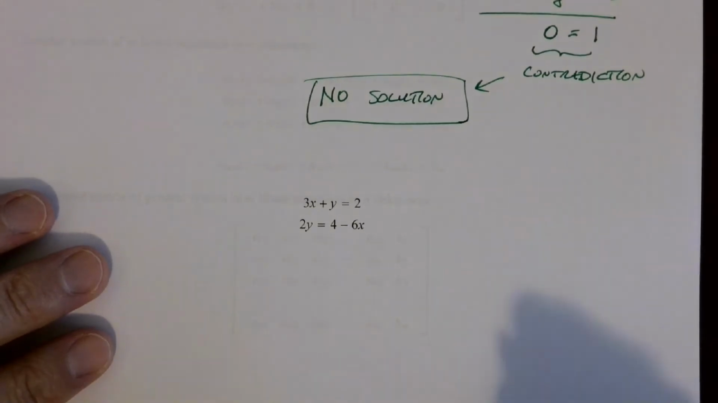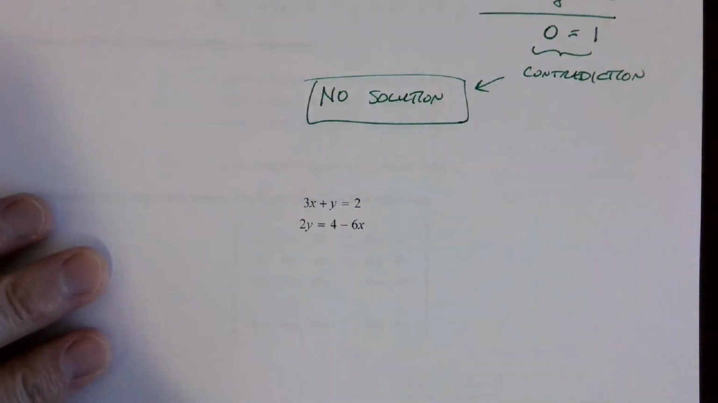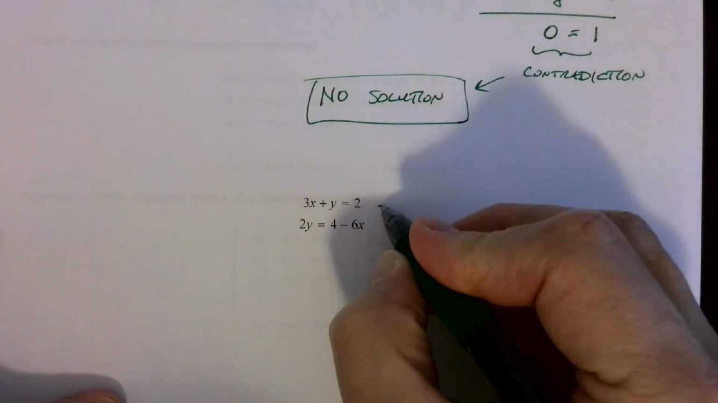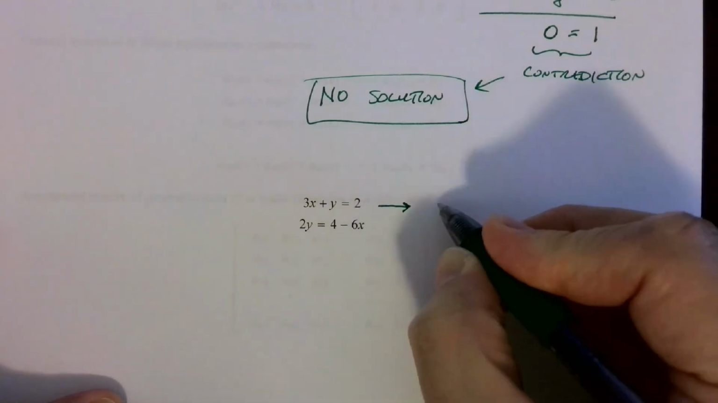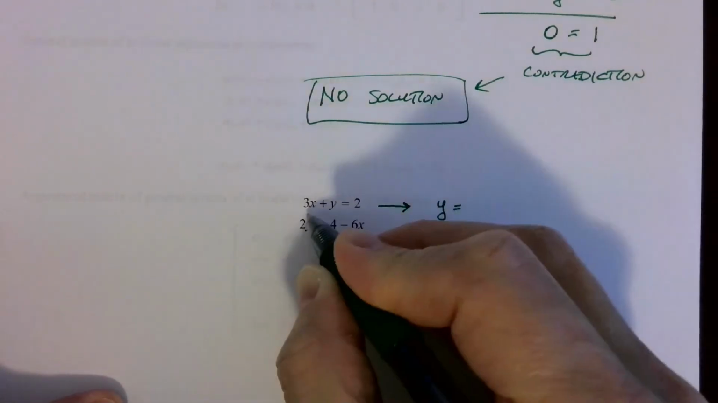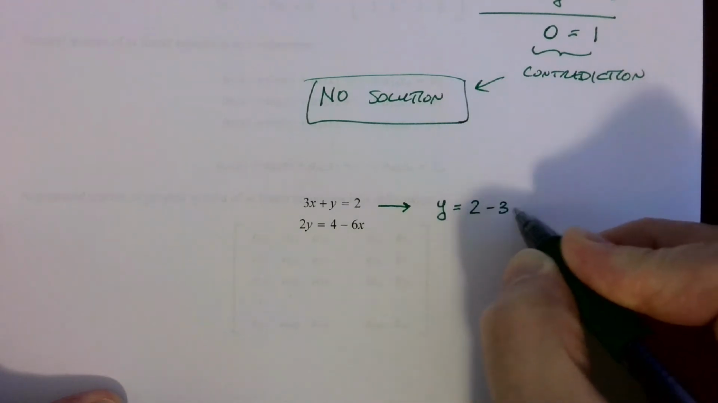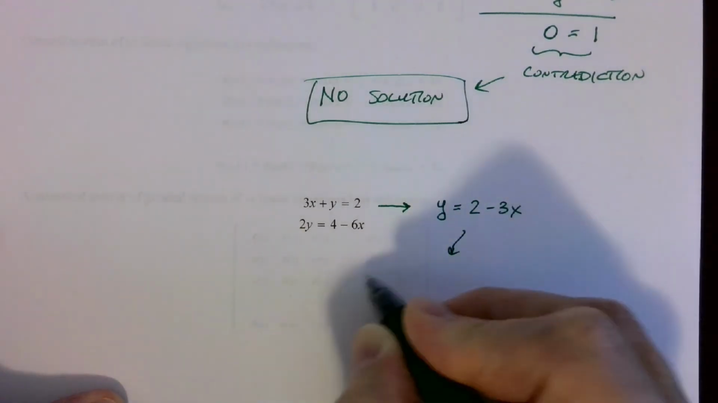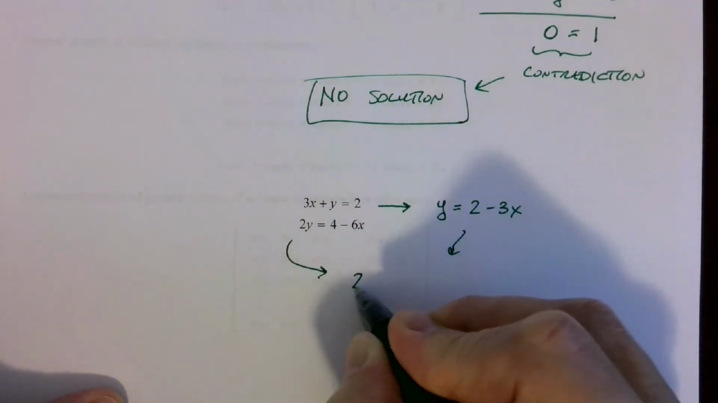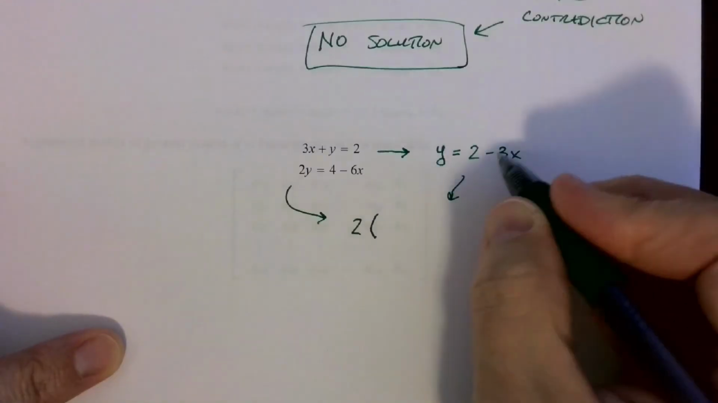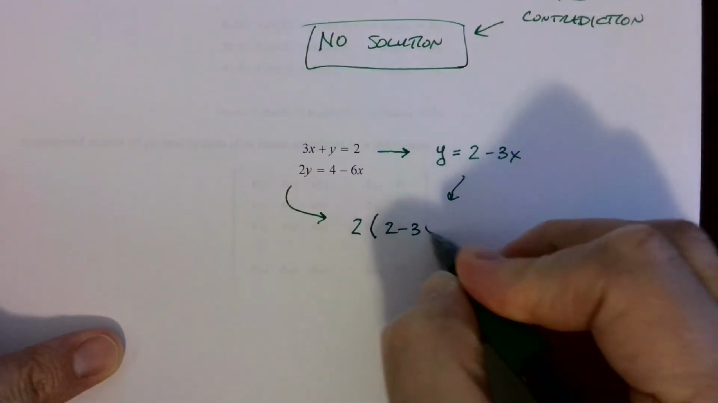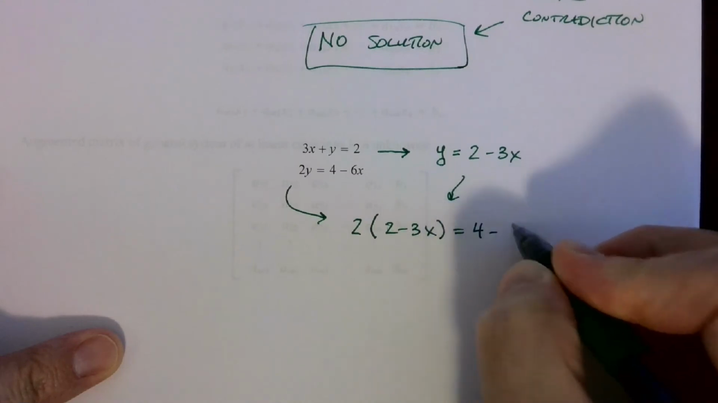Let's do one more. This one we'll do with substitution, because I can solve this first equation for y pretty easy, can't I? Just subtract 3x. And then I'm going to sub in 2 times y, which is now 2 minus 3x, equals 4 minus 6x.